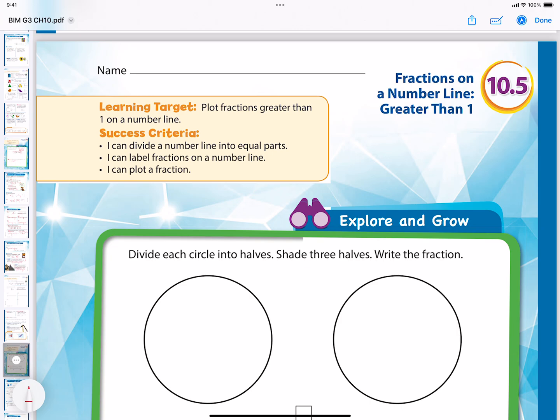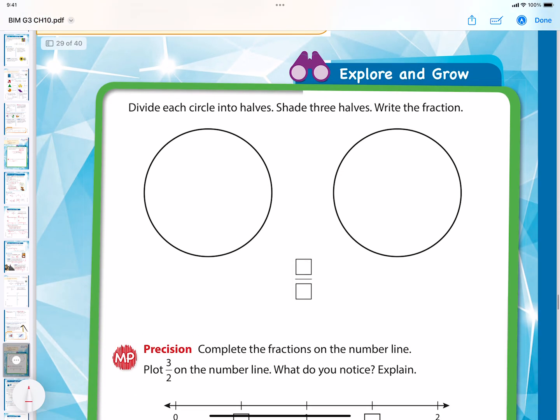This is lesson 10.5, fractions on a number line greater than 1. Last time we were practicing these fractions on a number line less than 1. Okay, so today we are going to think about what happens if the fraction is greater than 1. So this is our learning target: plot fractions greater than 1 on a number line. You'll be able to divide a number line into equal parts, label fractions on a number line, and plot a fraction, same as before from a lesson.